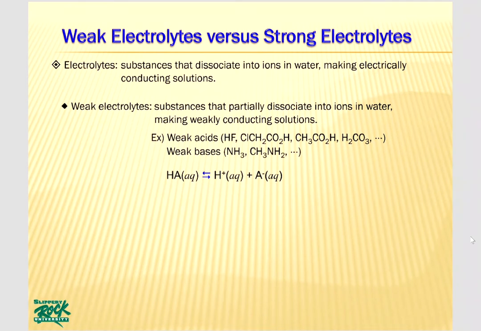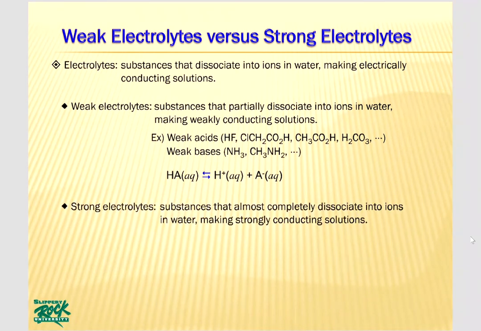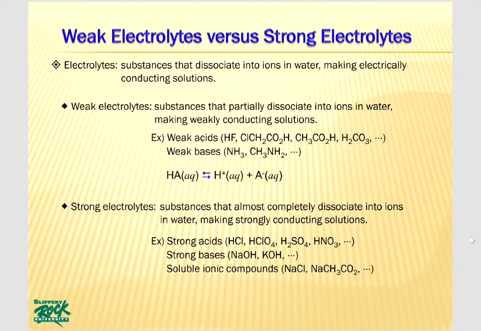The electrolytes that almost completely dissociate into ions in water and make the solution strongly conductive are called strong electrolytes. Strong acids, strong bases, and soluble ionic compounds are strong electrolytes. A single arrow is used to represent the dissociation of a strong electrolyte.